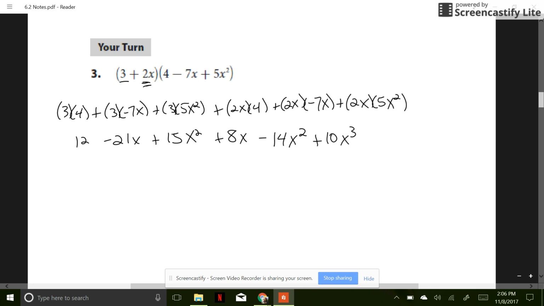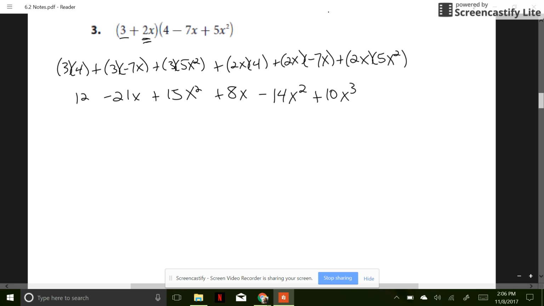So now when you combine your terms here, you always order from power greatest to least. So our highest power here is 10x cubed. That's the only one. Then looking at the x squareds, 15x squared minus 14x squared should get us plus 1x squared. Then we take our x's. Negative 21 plus 8 get us a negative 13x. And then the constant term plus 12. So that's our solution.